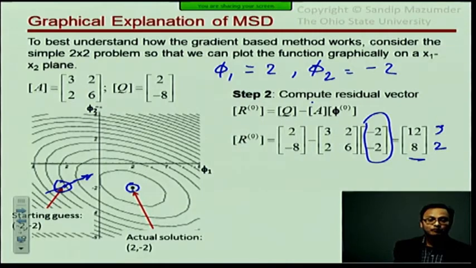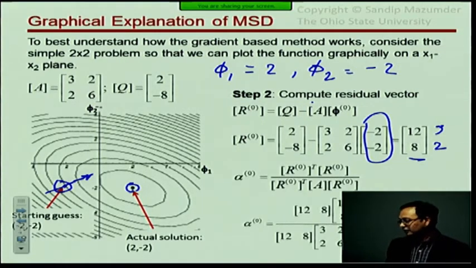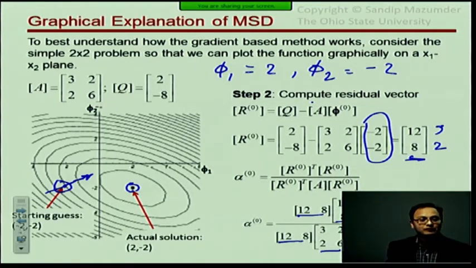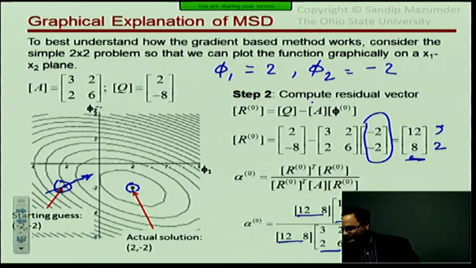Now I calculate my alpha. So that's this operation right here. I'm doing R transpose times R, here's my R vector, and then R transpose times A times R, exactly following the algorithm like we had on the previous page. And that gives you 0.173. So what is this saying? This is saying you go a distance of 0.173 times the residual vector along that path before you change directions.